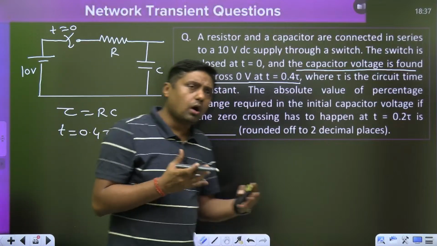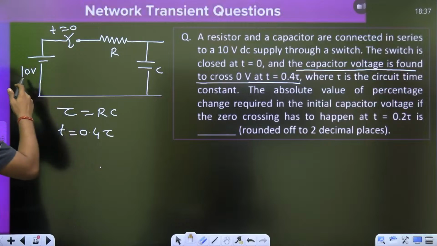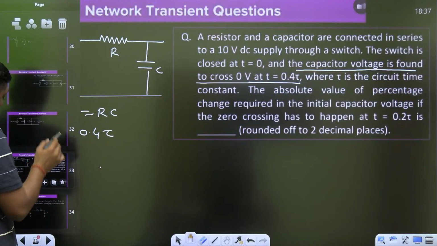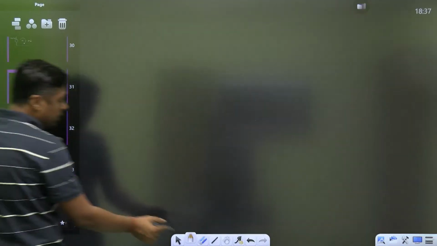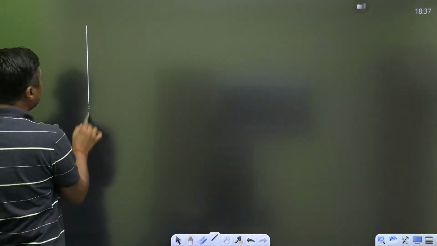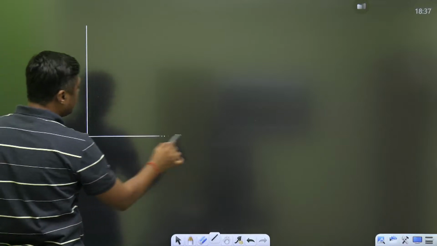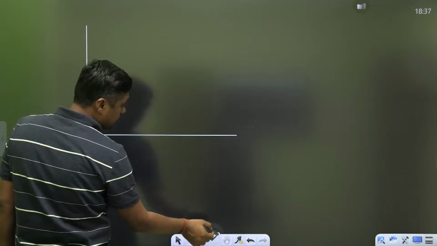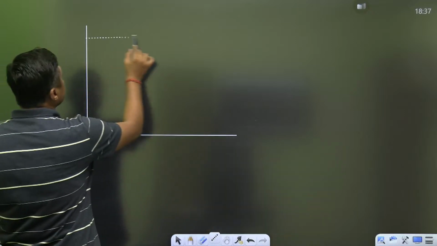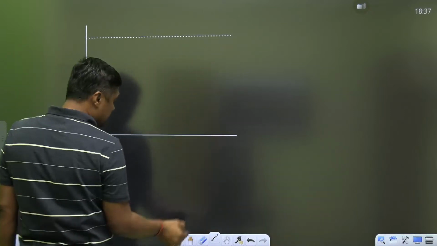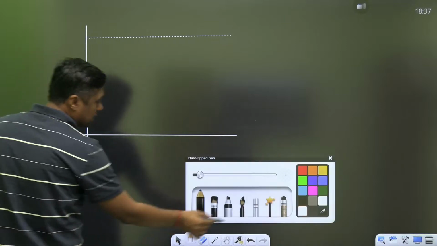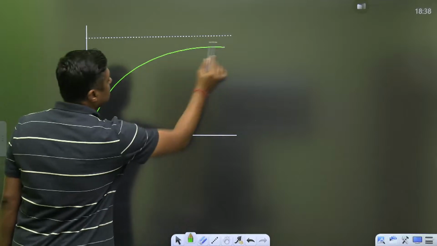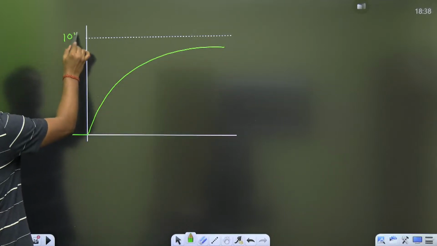Guys, according to our concept, if the 10 volt battery is given, and the initial voltage across this capacitor is 0, then what will happen? First of all, read the question carefully. Then the capacitor will charge like this. Already I have given. Final value is 10 volt, initial value is 0 volt, and that's why the capacitor will charge like this. Okay, this is the 10 volt.